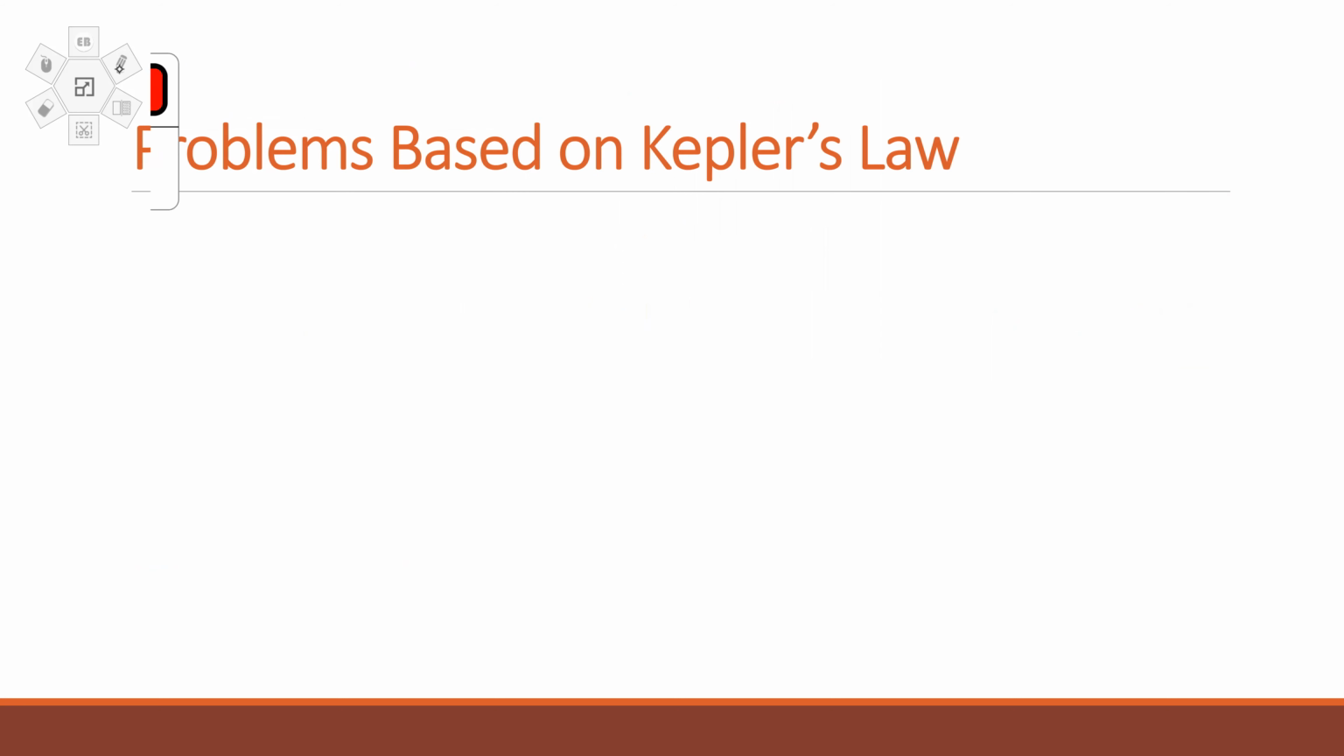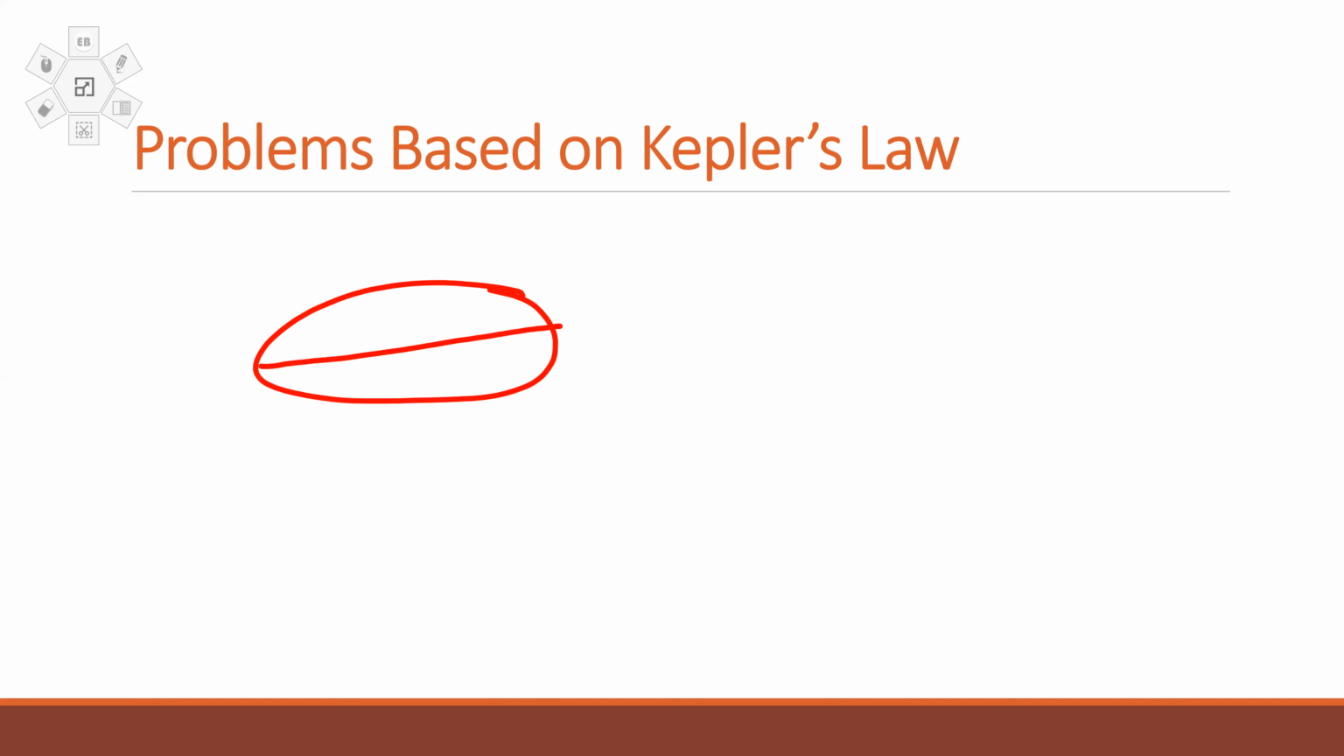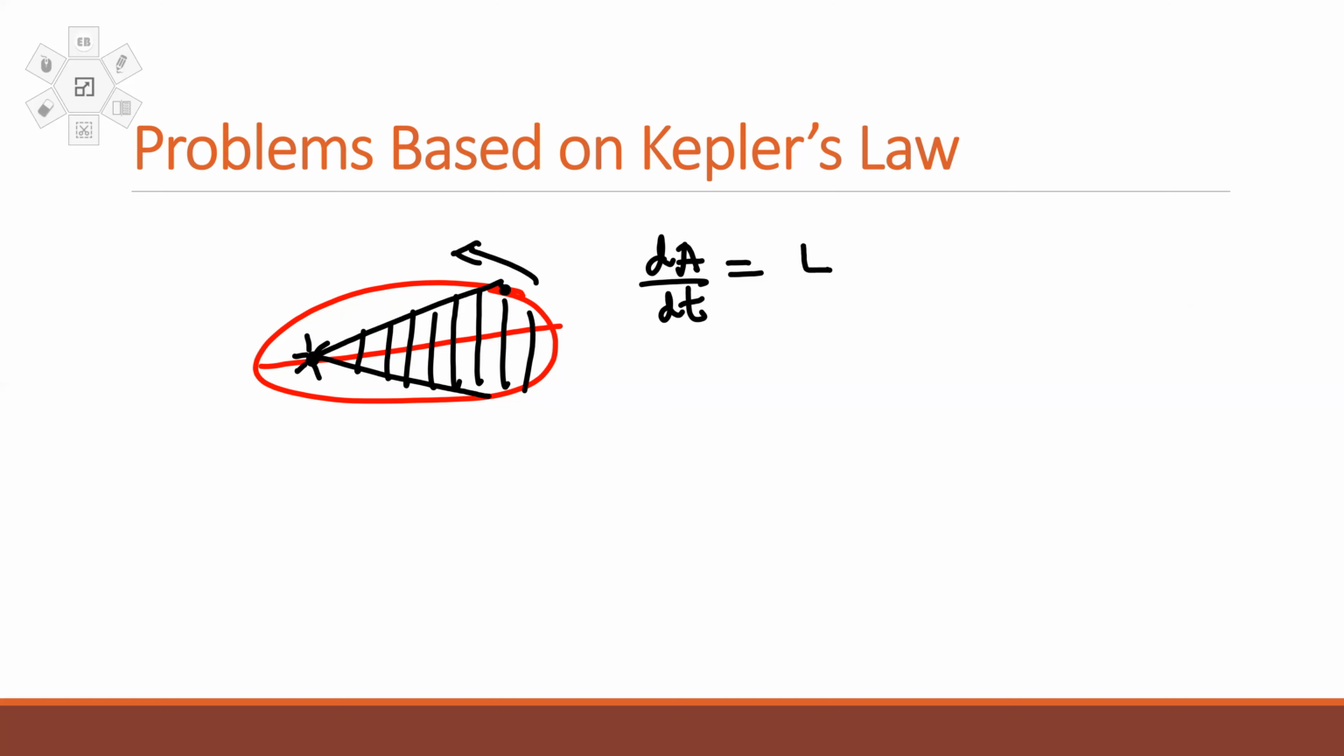The second one is what? This is the elliptical shape. Here is the sun, and here is a satellite. The satellite rotates like this. When the satellite rotates, it covers equal area in equal intervals of time, that I told you. That is called the areal velocity. That areal velocity dA by dt equals L divided by 2m.